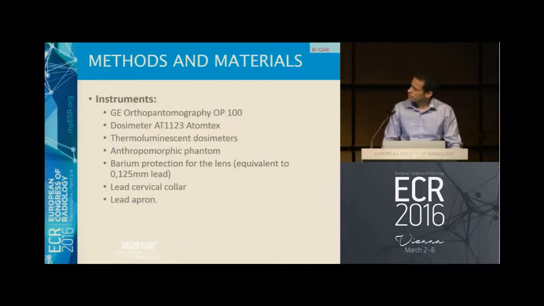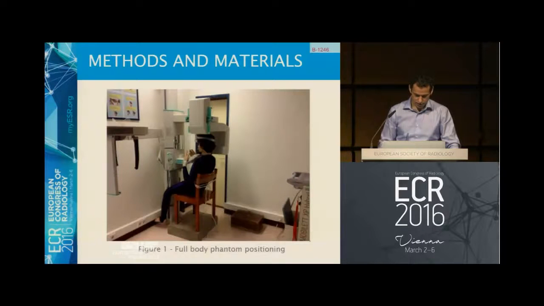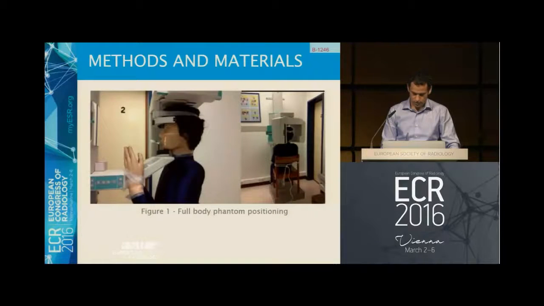These are our instruments. You have the model here, and also the detectors and the TLDs. Our protection, we had the barium protection, also lead. We also used manual exposure parameters, and the phantom was positioned in the radiographic equipment, as you can see here in figure 1, and also here in detail of the head.